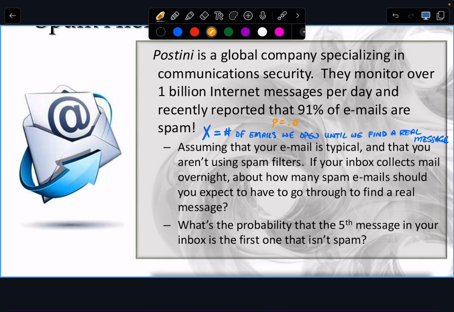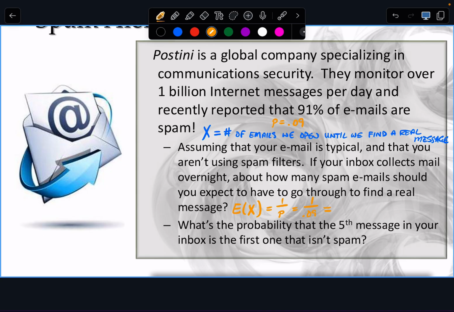Would be 9%, right? If there's a 91% chance I'm getting spam, there's a 9% chance I'm getting a real email. So, using the formula, it says find the expected value. How many messages do we expect to have to go through before we find a real email? So based on the formula, I would take 1 divided by my probability of success, which in this case is the 0.09.